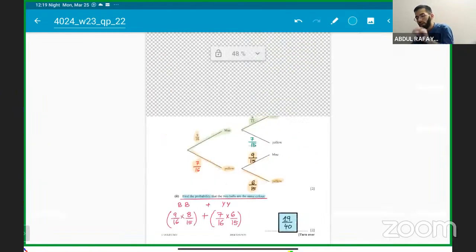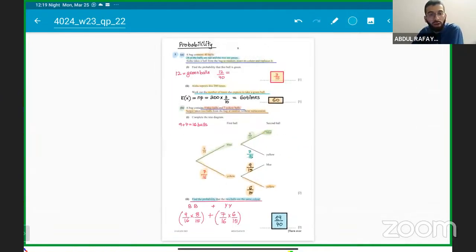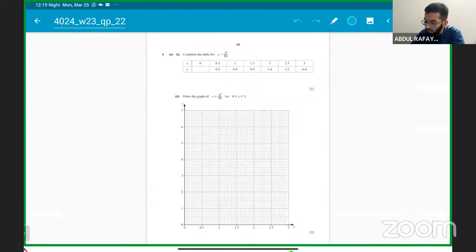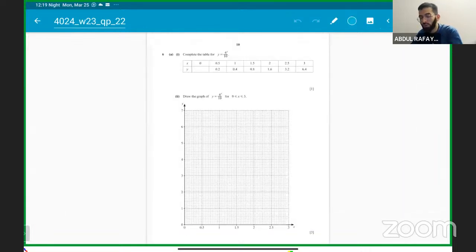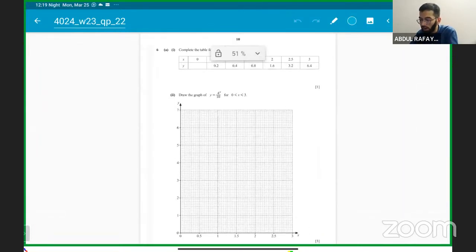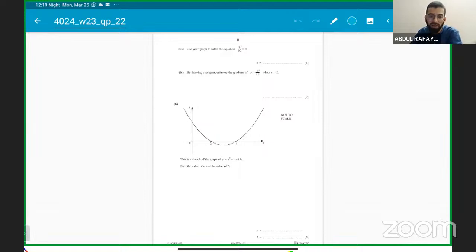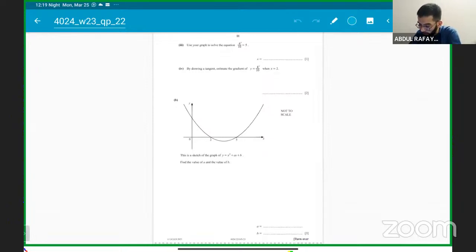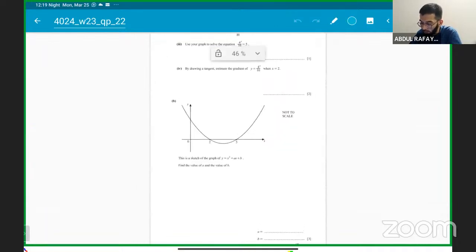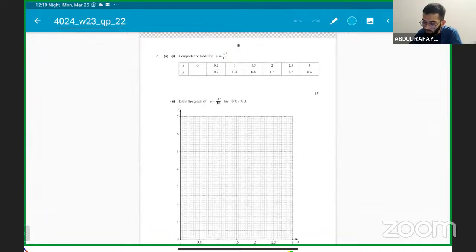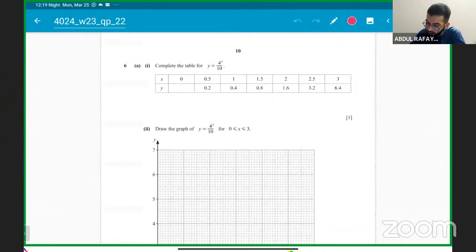Question number 5 is also done, which talks about probability. Next, we have question number 6, which talks about the graph and how we have to do it. If we complete 6, we have done more than 50% of the paper. Question number 6 will talk about how we do part B and drawing the tangent as well. So let's have a look at question number 6, which talks about graphs.